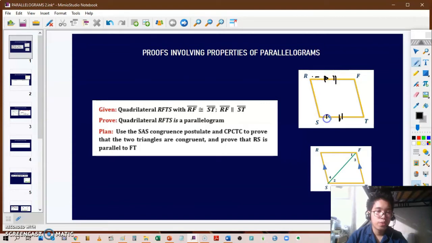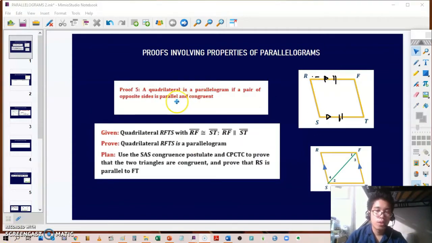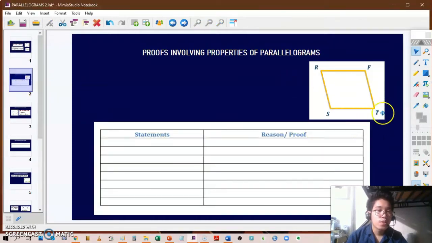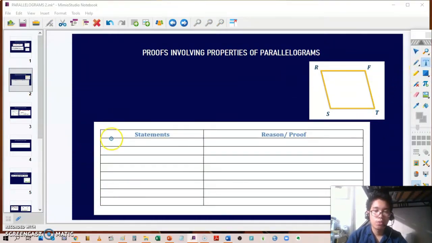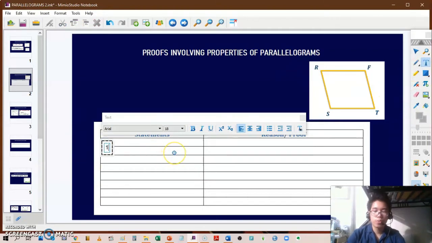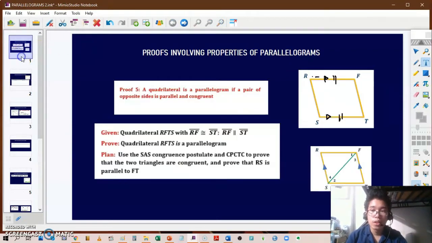So we want to prove that quadrilateral RFTS is a parallelogram using the fact that a quadrilateral is a parallelogram if a pair of its opposite sides is parallel and congruent. So that's proof 5. Let's go right ahead. This is our figure, and for our two-column proof, we're going to start with our given. For our given, we have RF and ST congruent.